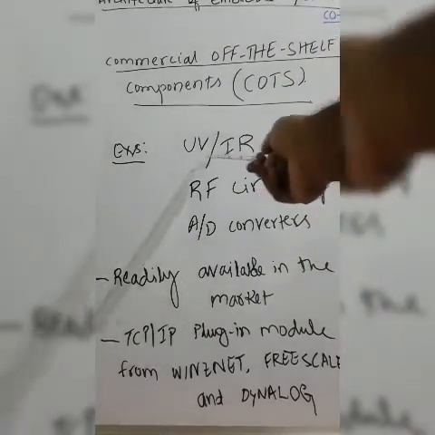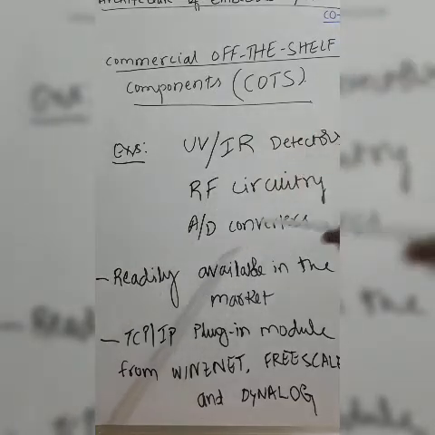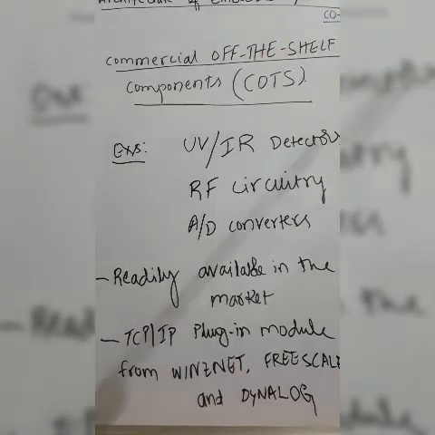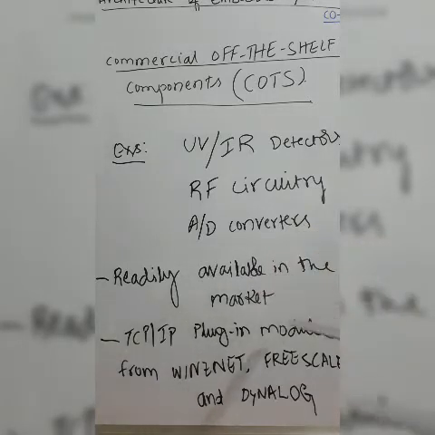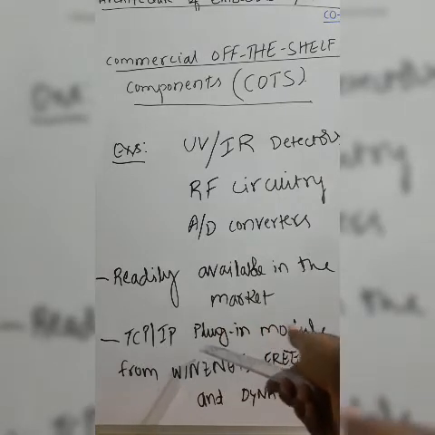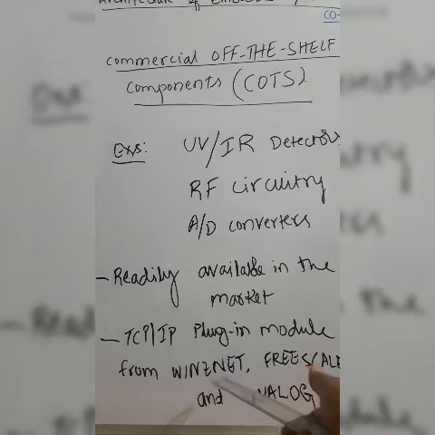Examples are UV or IR detectors, that is ultraviolet and infrared detectors, radio frequency circuitry, A to D converters. These are the examples of commercial off-the-shelf components. They are readily available in the market. Then mainly TCP/IP plugin modules are available in the market from manufacturers such as Wiznet, Freescale and Dynalog, etc.